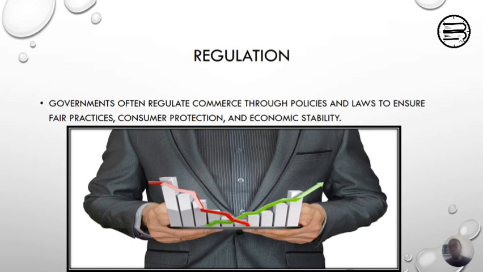Then we also have to talk about regulation. There is always a need for the law to play its part in commerce, whereby governments often regulate commerce through policies and laws to ensure fair practices, because we don't want consumers to be exploited whenever commerce is taking place in the entire economic system. So we have to look at fair practices, consumer protection, and also economic stability. We need to find a balance whenever buyers and sellers meet and trade goods and services. Because we talked about the idea that commerce creates a market for buyers and sellers to meet whenever there is a need for them to trade certain goods and services.